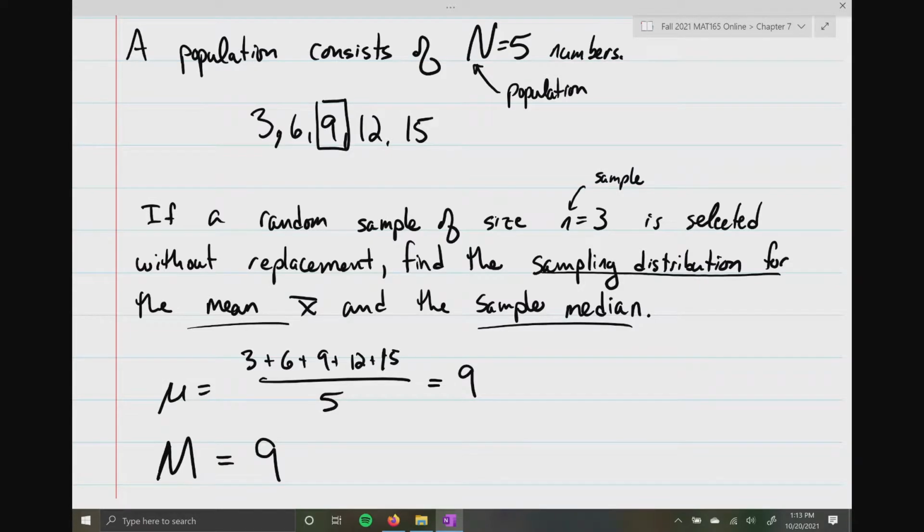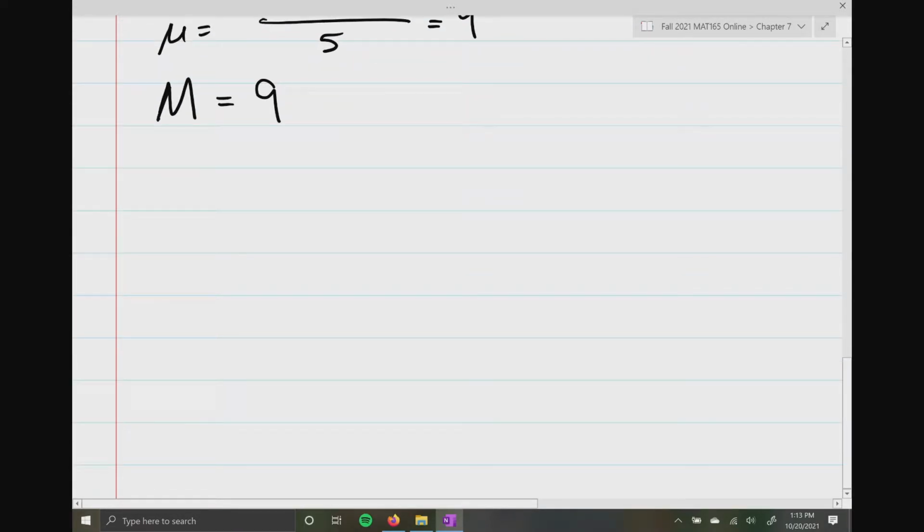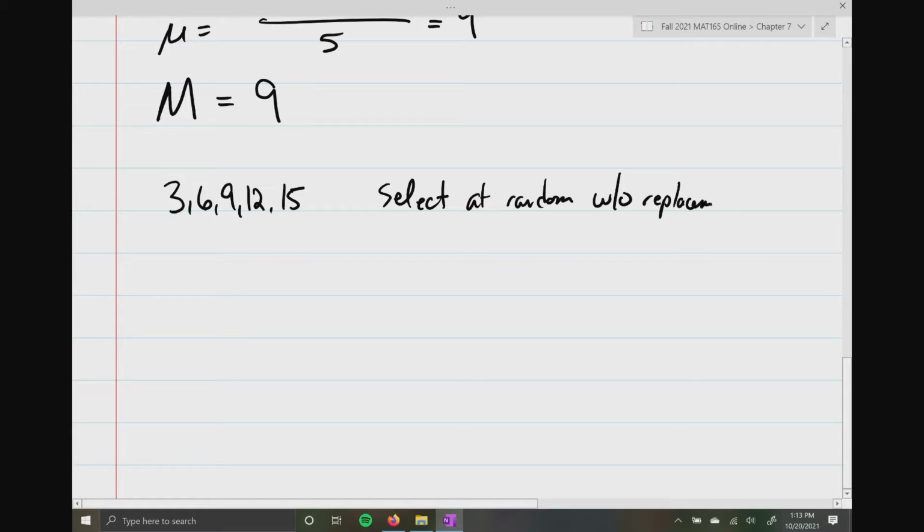So what we need to be able to see, and I'm going to write these numbers out again, 3, 6, 9, 12, and 15. Notice that in the problem, they wanted us to select at random without replacement 3 numbers. All right, so this is a combination. Order doesn't matter. We just know we're not replacing numbers that we pick. So this is going to be a combination of 5 choose 3. Okay? That's the first thing.